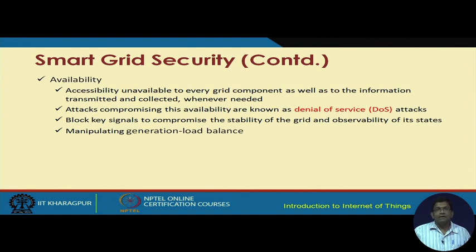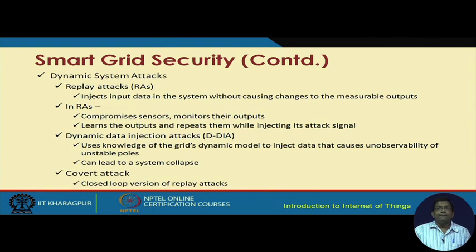Availability is a very important issue in the security of the smart grid. Different types of denial of service attacks and different types of replay attacks can be launched. In a replay attack, the attacker injects input data into the system without causing changes to the measurable outputs.